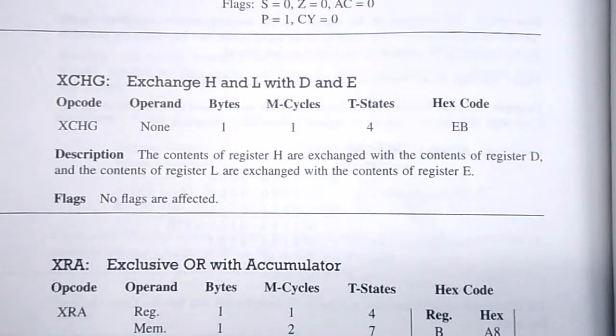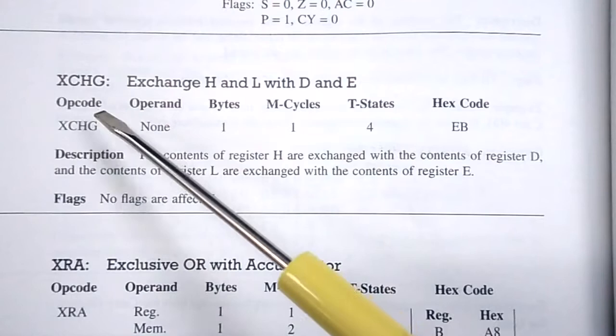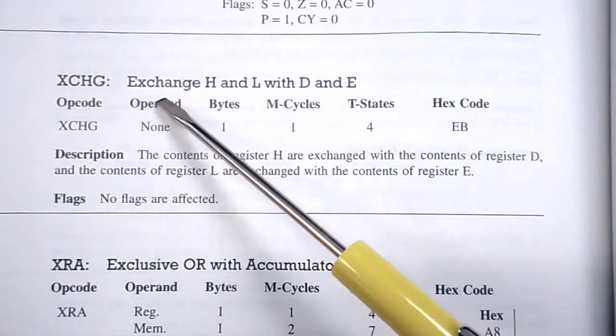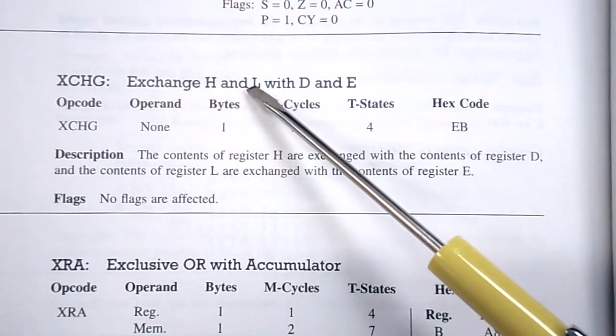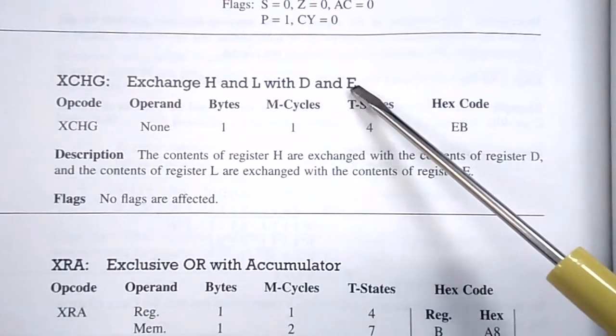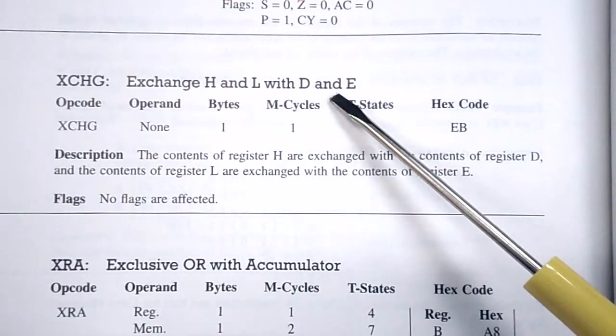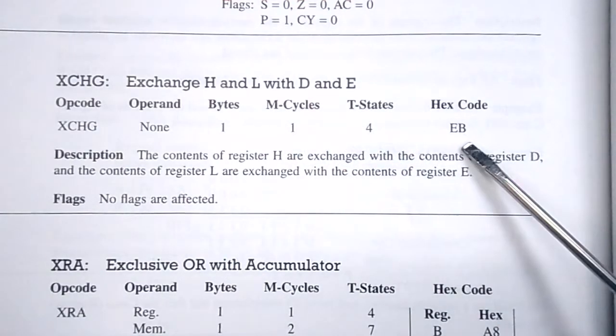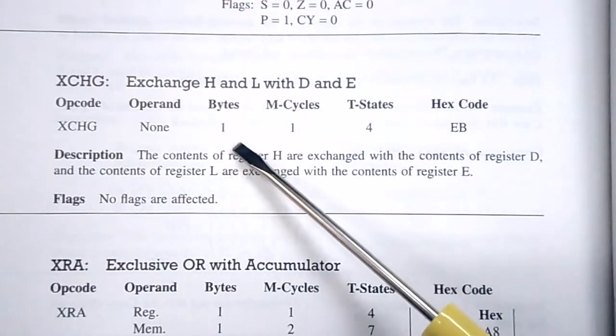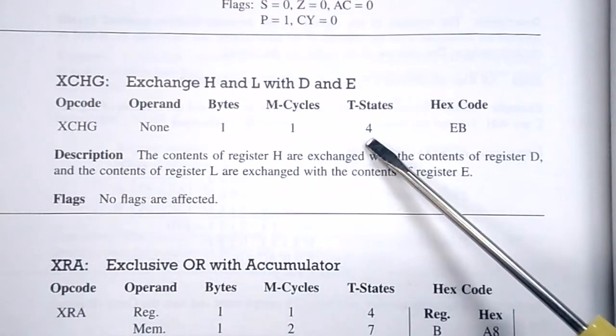So on page 774 of your textbook, we can see the XCHG command is exchange H and L with D and E. So we're exchanging the 2 register pairs. You can see that there's only one hex code for it. It's a 1-byte instruction and it takes 4 T-states.